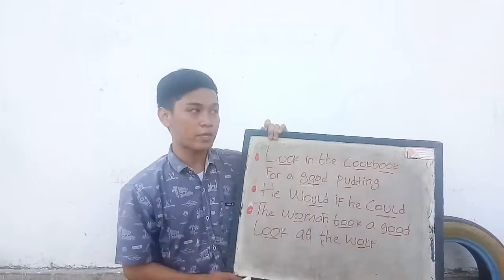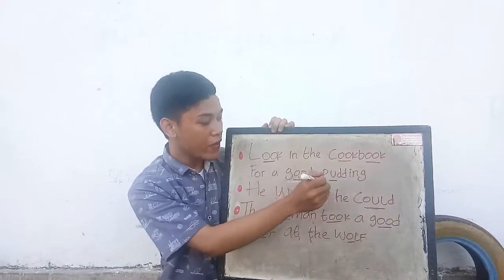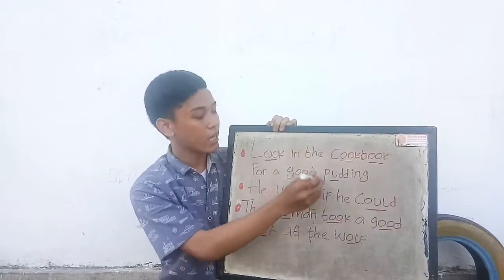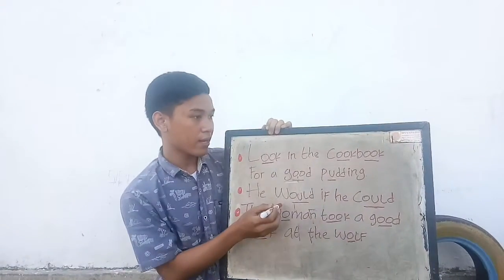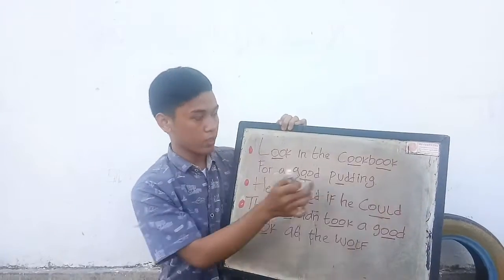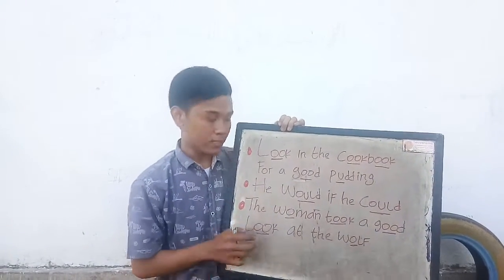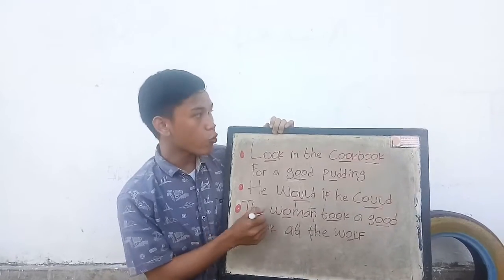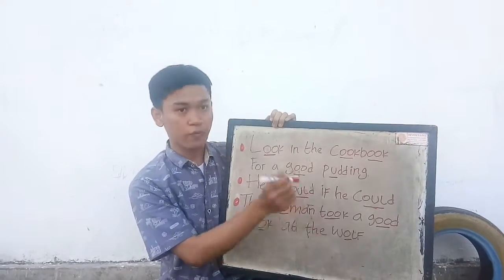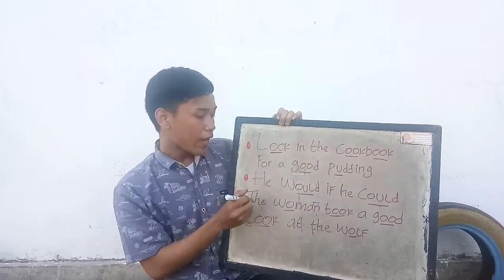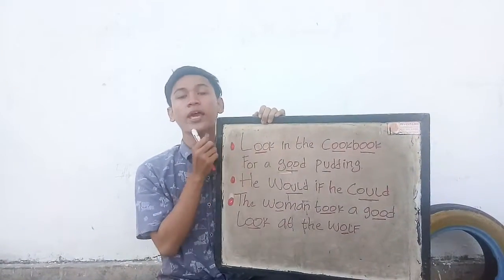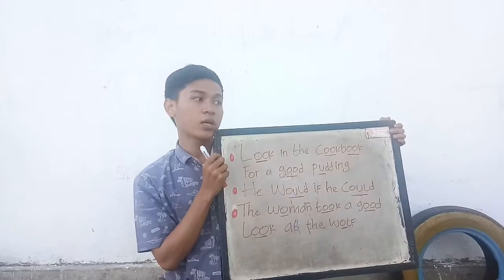And the second example is: he would if he could. The underline again is for would and could. And we move to the last example: the women took a good look at the wolf. This is the example of the sound.